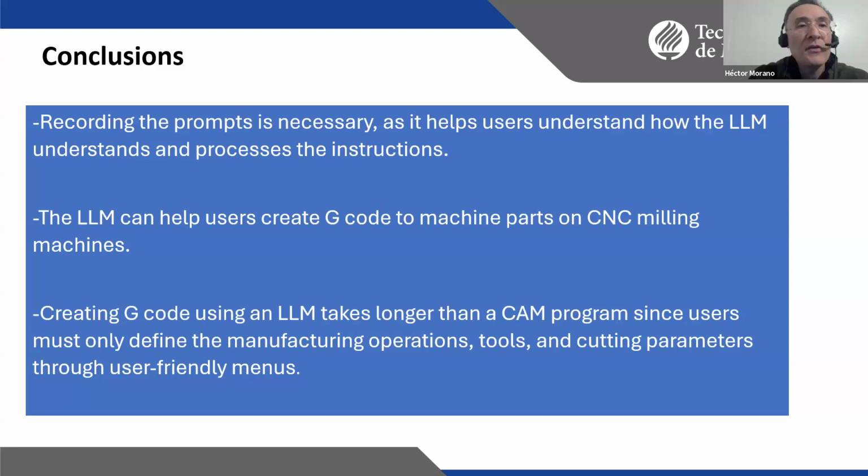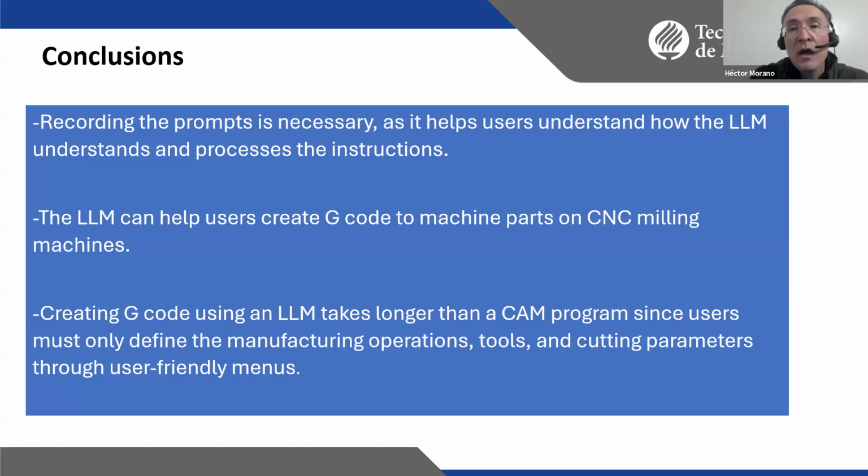However, the user needs to have basic knowledge of CNC programming to make the necessary corrections to the generated programs. The more manufacturing operations and the greater the complexity of the machining, the greater the number of modifications the user must make to the CNC program. So creating G code using an LLM takes longer than using CAM software, since users must only define the manufacturing operations, tools, and cutting parameters through user-friendly menus.